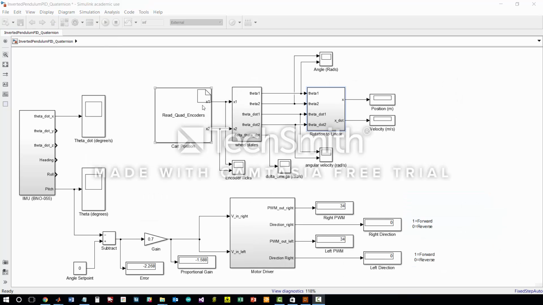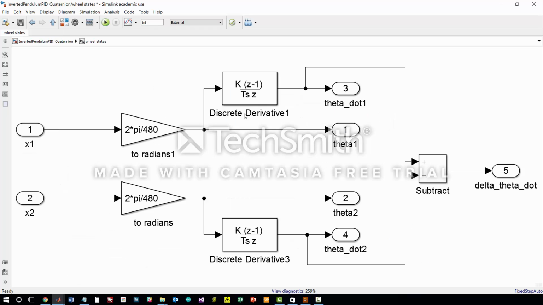This block here outputs the counts of each of the geared motors' quadrature encoders. These counts are then passed to a subsystem which converts these counts into a measure of angles using 480 counts per revolution of the geared shaft. Angular velocities can also be calculated as a simple derivative.